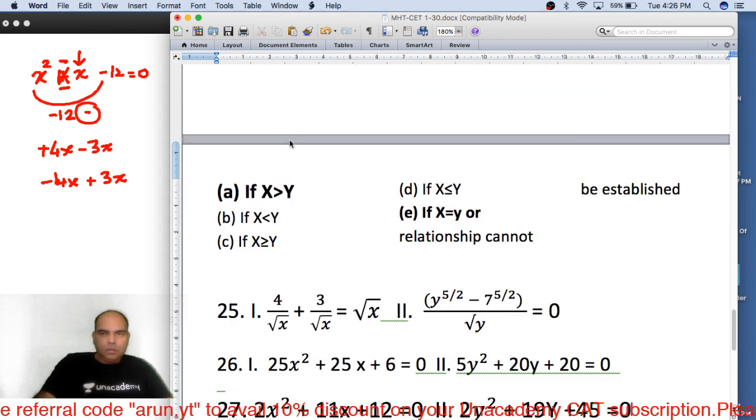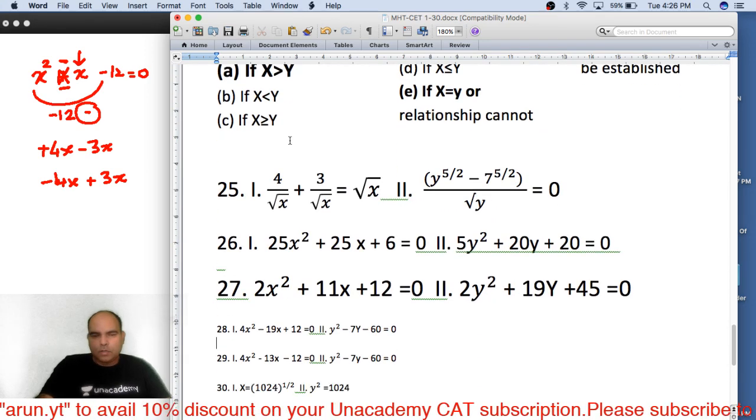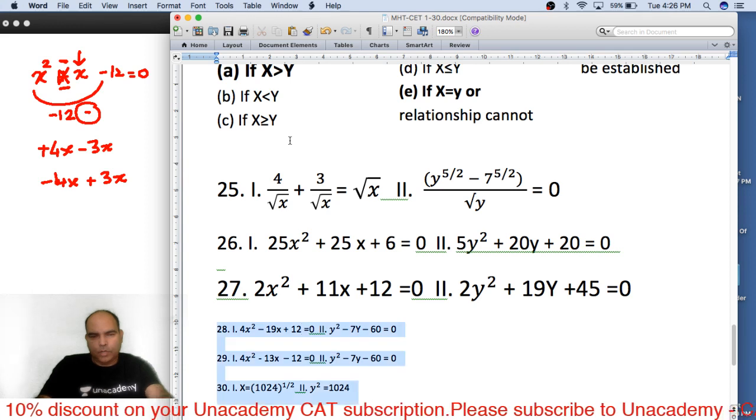So let's have a look at a couple of more questions here. Question 28 is again a quadratic equation question. Can you try to solve this?